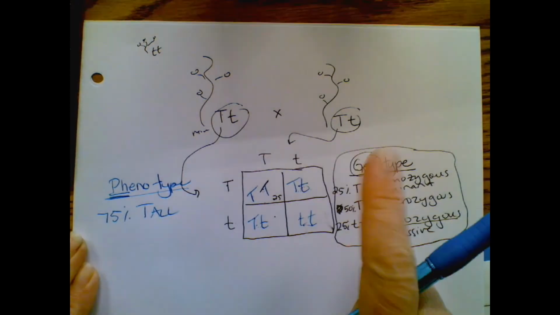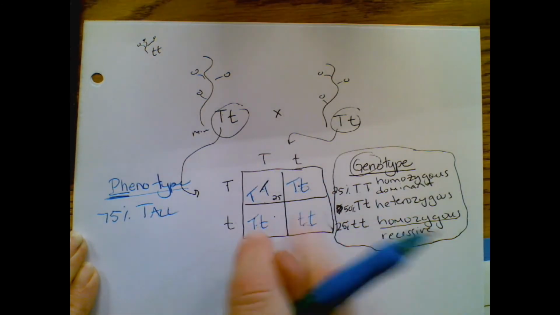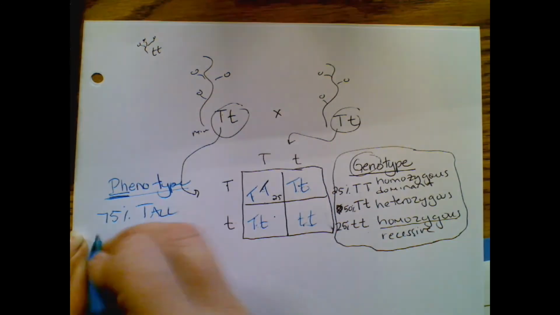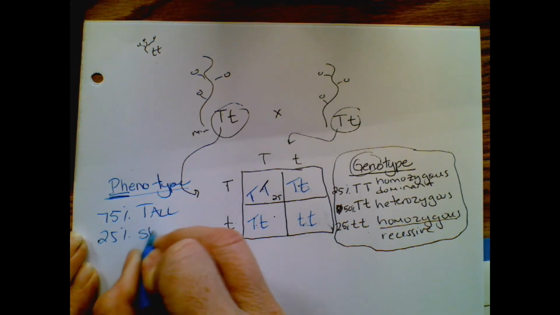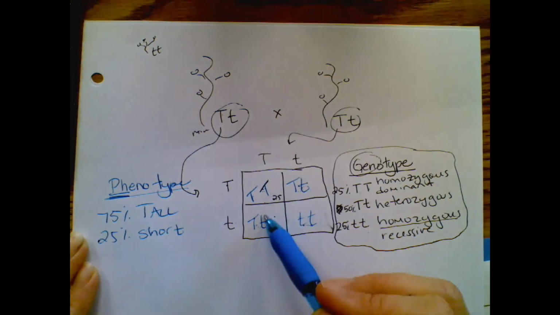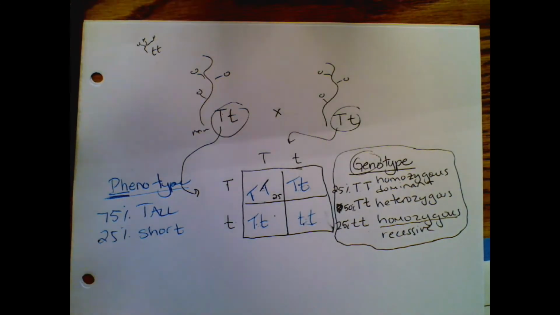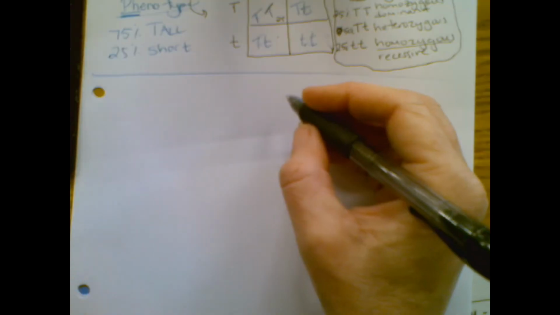This data sometimes does not match this because now I'm just looking at what they look like. Tall wins here and here. And then I have 1 box, which is short. And these are chances. If they have 4 babies, chances are 3 of them will be tall and 1 will be short. Will that happen? I don't know. So let's do a human.